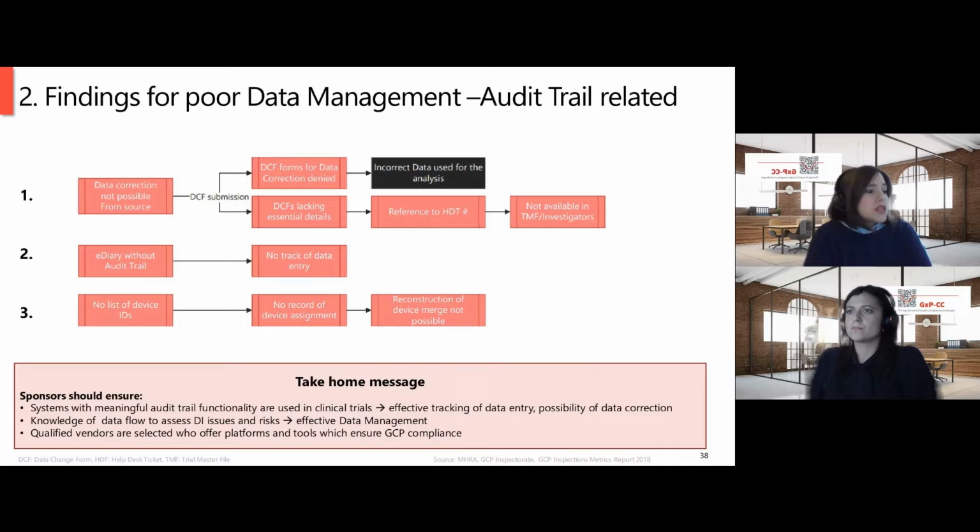The take-home message is that when it comes to cases like this, sponsors should ensure that the systems they use for the trial come with meaningful audit trail functionality, which can enable effective tracking of data entry and also the possibility of data correction, which can be traced.